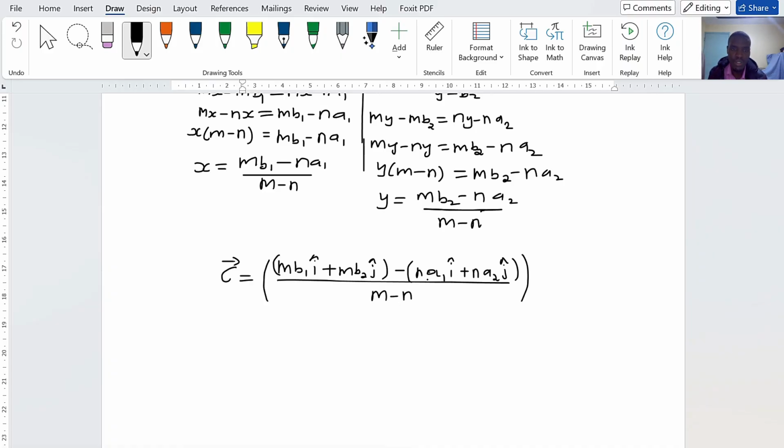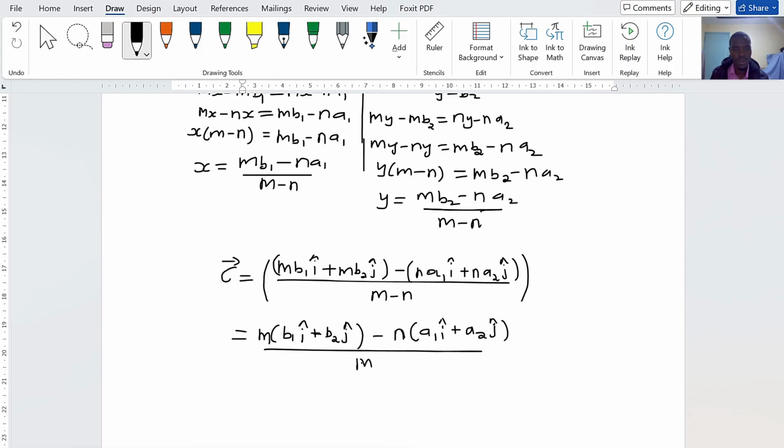So why are we having positive here? That negative times positive gives us negative NA2. Now we have that. Now we proceed by factorizing M. So M into B1 i plus B2 j, close the bracket, minus N is common, into A1 i plus A2 j. All this you divide by the common denominator M minus N. Remember, this is this, and that is that.